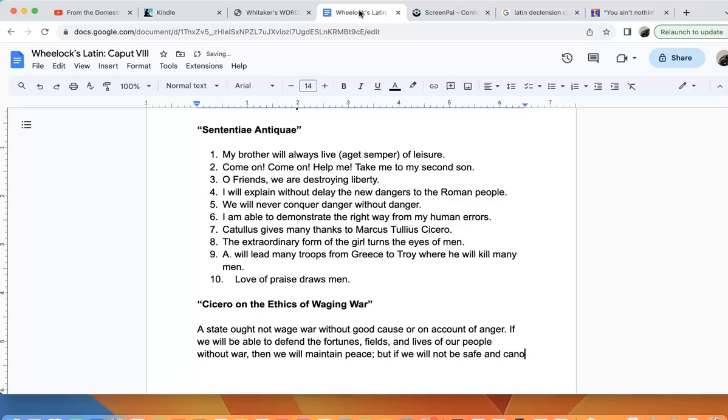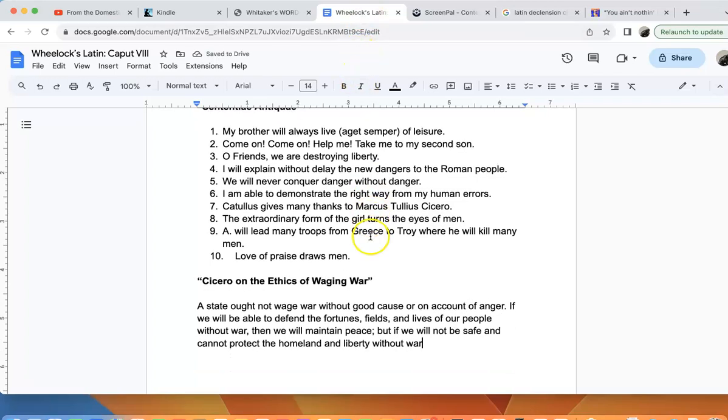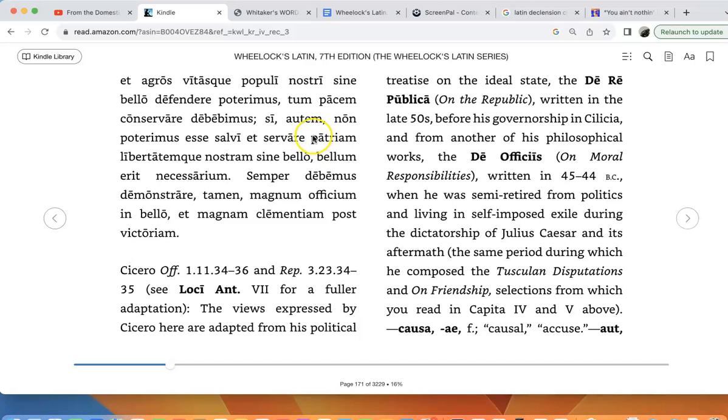and cannot protect the homeland and liberty without war. English is probably going to say, but if we cannot protect our people and liberty without war. But the Latin here doesn't say people, it says patria, which means fatherland or country.